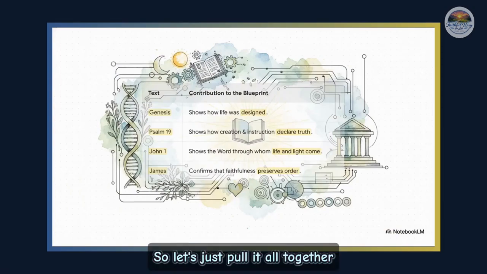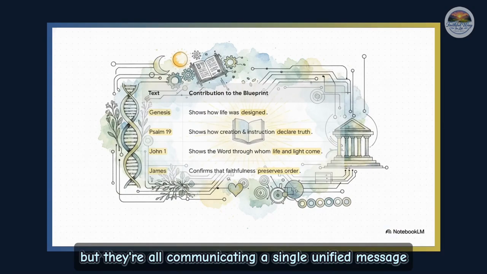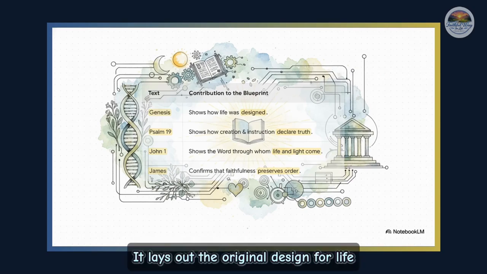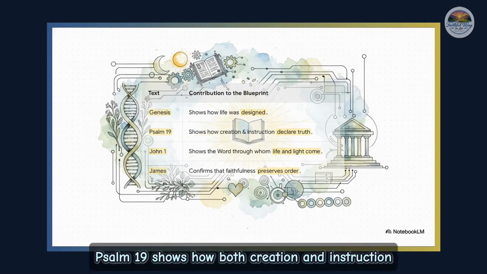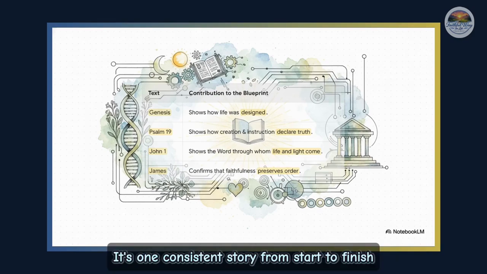So let's just pull it all together. Each one of these texts plays a unique role, but they're all communicating a single, unified message. Genesis lays out the original design for life. Psalm 19 shows how both creation and instruction declare that truth. John fully reveals the Word as the source of all that life and light. And James just confirms that faithfulness to this original design is what preserves order. It's one consistent story from start to finish.